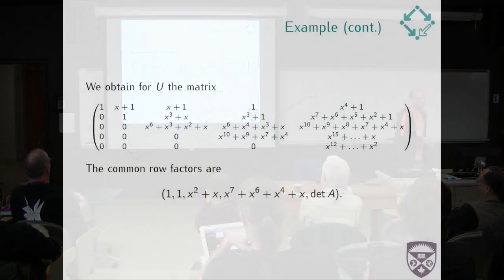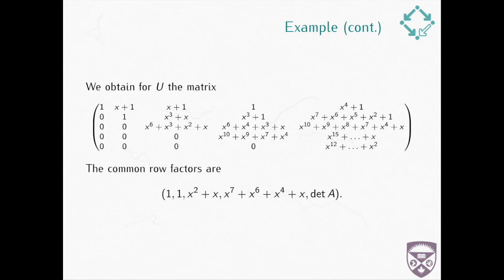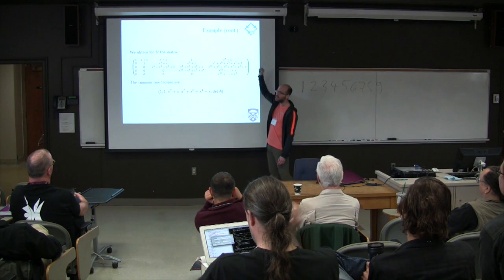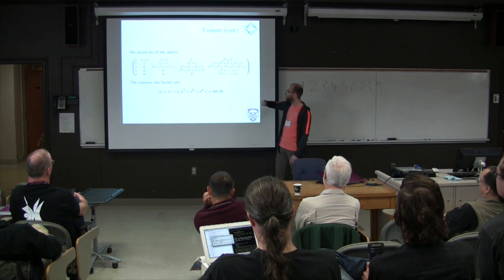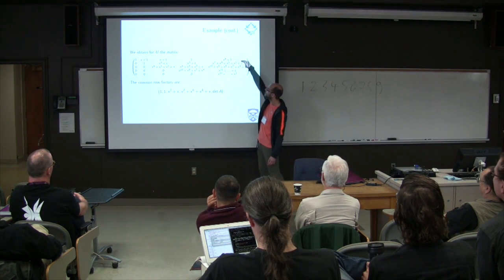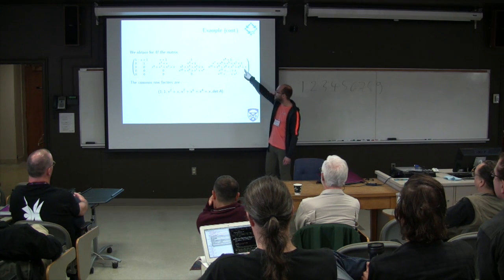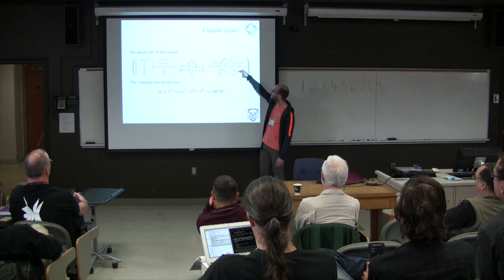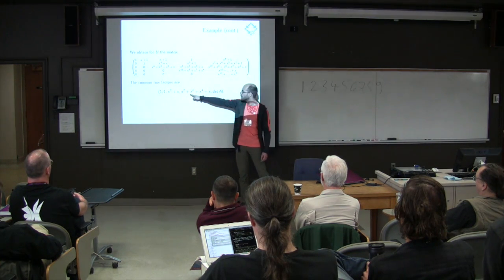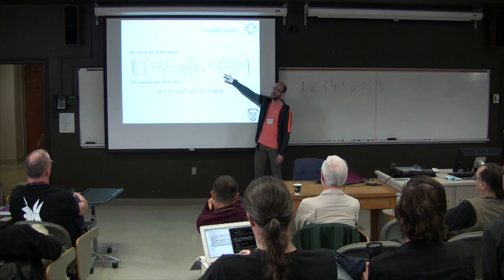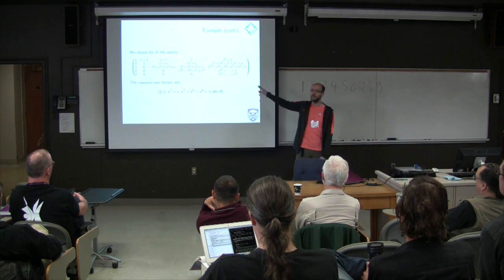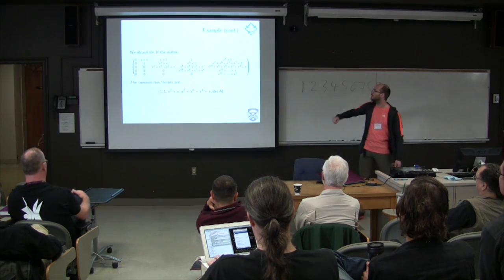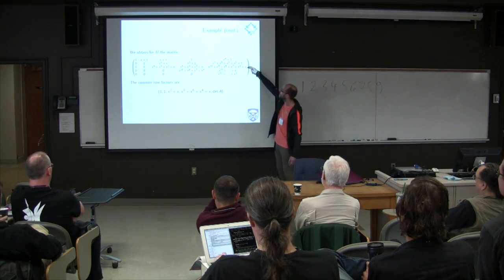I run the Bareiss algorithm, ending up with this output matrix. And if you compute the GCDs for each of the rows, you will see the first 2 rows do not have common factors, but the third row has a factor of x squared plus x. The fourth row also has a common factor. Well, okay, the last row is not really interesting because there is only one entry. But we do get common factors for these 2 rows.